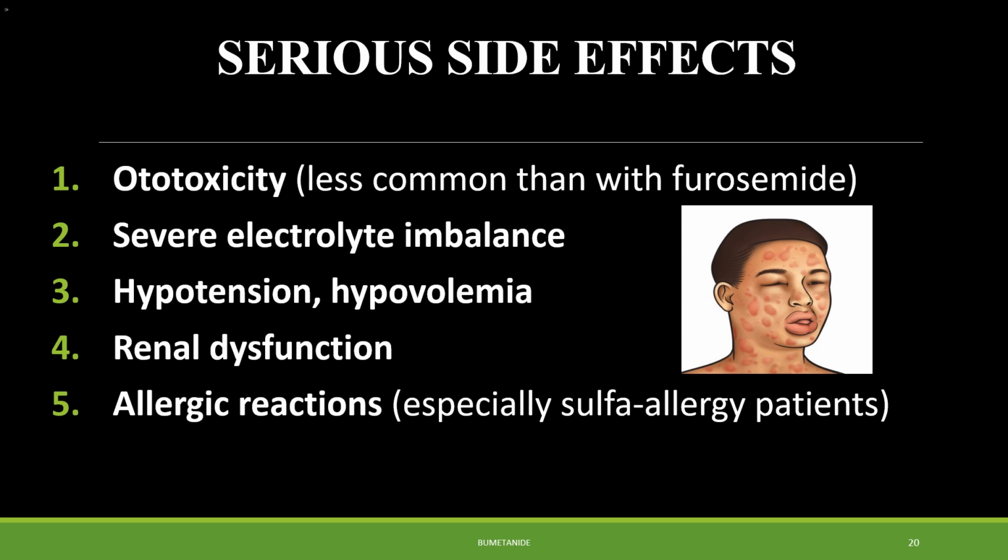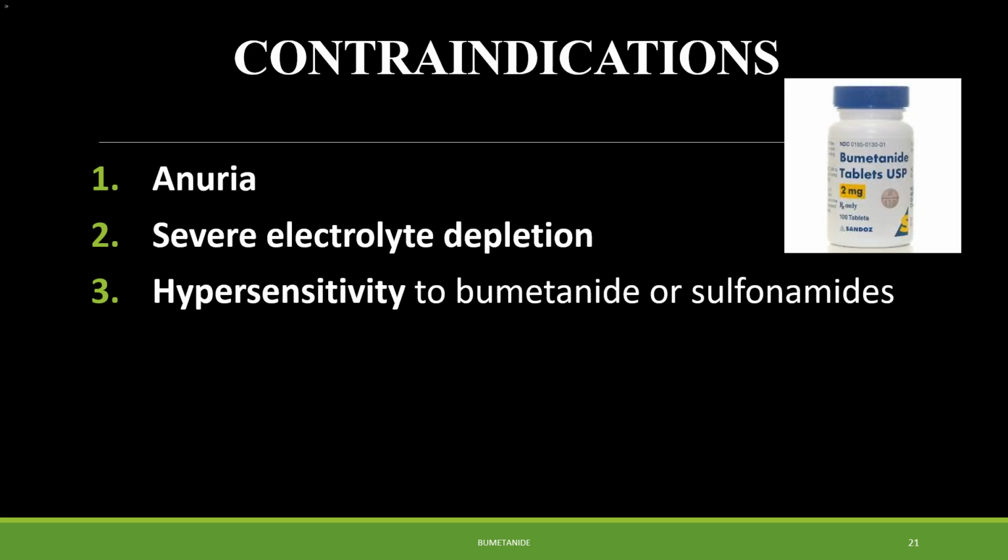2. Severe electrolyte imbalance. Bumetanide can cause serious changes in electrolyte levels. 3. Hypotension, hypovolemia. Bumetanide can lead to low blood pressure and low blood volume. 4. Renal dysfunction. Bumetanide can affect kidney function. 5. Allergic reactions, especially in sulfa allergy patients. Bumetanide can cause reactions in people allergic to sulfa drugs.